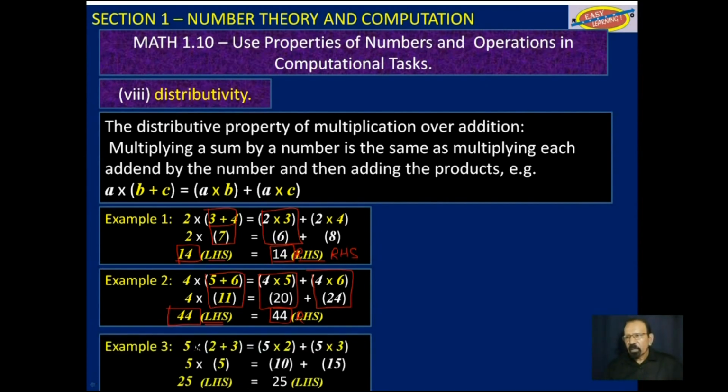Next one. 5 multiplied by 2 plus 3 is the same as 5 multiplied by 2 plus 5 multiplied by 3. If you work that out, you are going to get 5 times 5, and if you work this part out, you are going to get 10 plus 15. So you get 5 times 5 is 25 on the left-hand side, which is equal to 10 plus 15, 25, on the right-hand side.